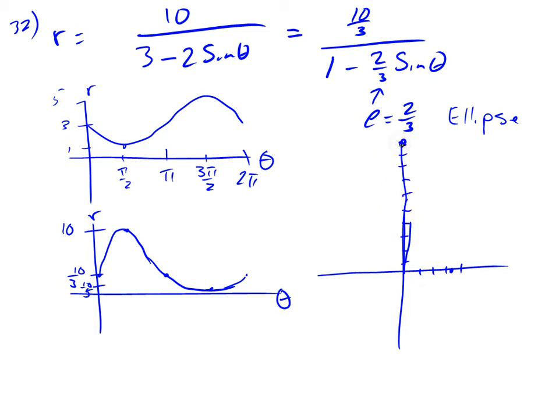Right. By the time I get to pi, I'm back to 3 1/3 again. So back to here. By the time I'm at 3 pi over 2, so looking straight down, I'm at 2, 10/5, right? And I can see that I've got this ellipse here that's going to get those points, right? This thing never crossed 0, so I didn't have any asymptotes there. We're not creating a hyperbola, we're just doing an ellipse.